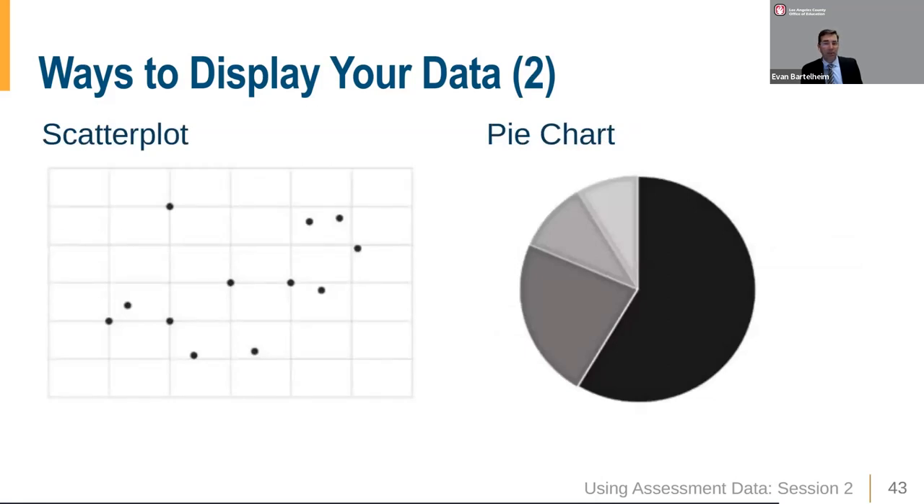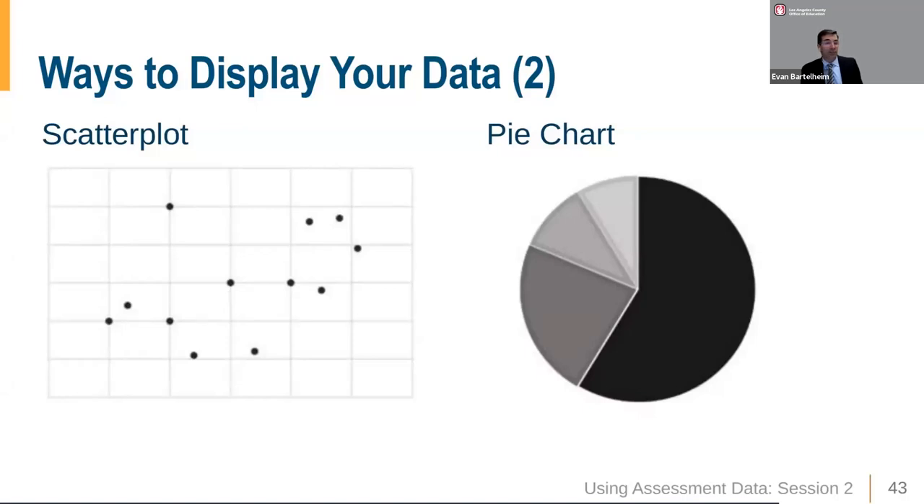Got a couple other options, a scatter plot, for example. This is good to show how one thing is impacted by another. One way you could use a scatter plot would be to show the relationship between time spent learning in person and the summative assessment results, if you have a large contingent of students who are still learning remotely.